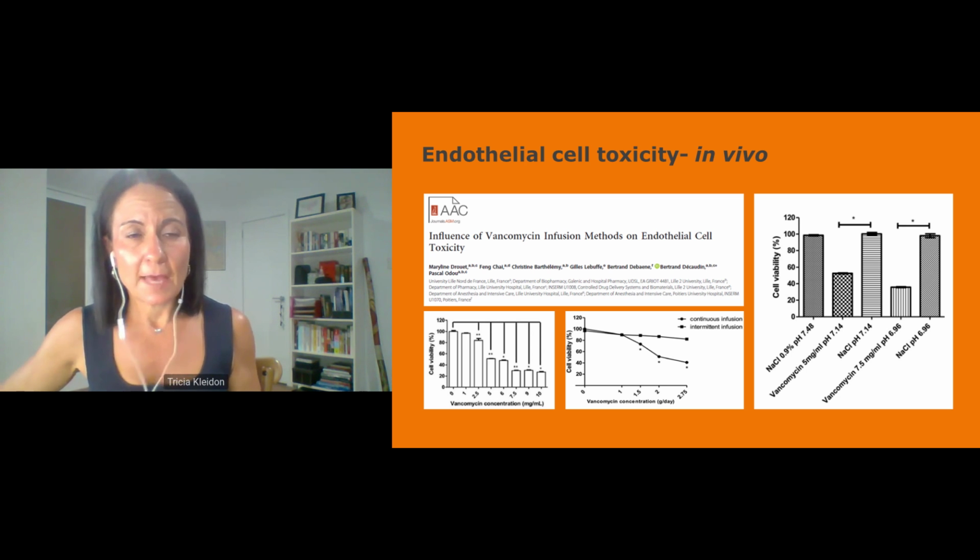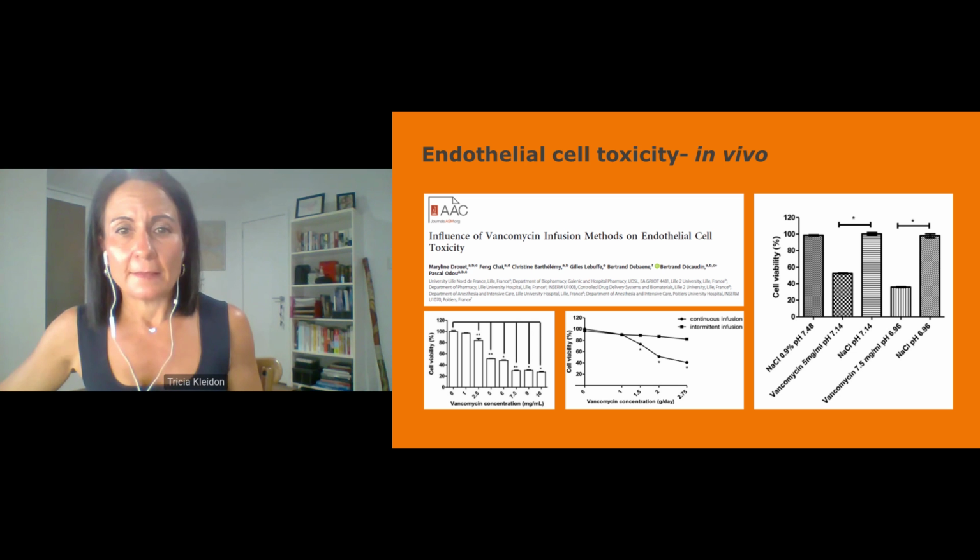So if you have a look at the graph at the bottom left, you can see that as the vancomycin concentration increases, cell viability decreases. And starting at a concentration of 1 milligram per mil, most cells are viable, but as you move down to 10 milligrams per mil, only 20% of the cells are viable. So this means at this concentration there is very high cellular toxicity.